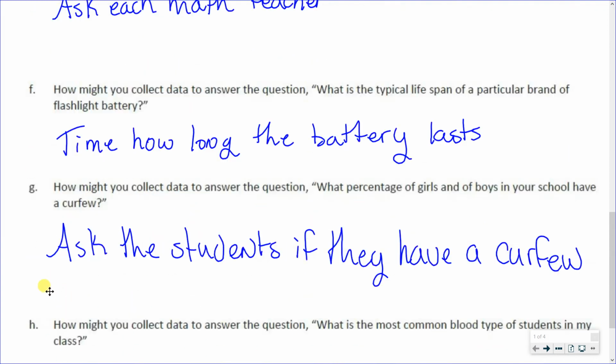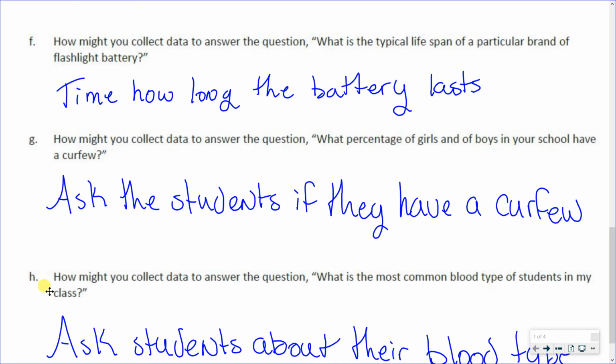All right, F. What is the typical lifespan of a particular brand of flashlight battery? How do I collect that data? Well, your best way of doing it is to stick those batteries in the flashlight, turn the flashlight on, and time how long it takes for the flashlight to finally die. That'll tell you how long those batteries will last on average. Okay? Now you'd want to do that with Duracell or Energizer or Rayovac or some of those off-brand ones, just to see whether or not the off-brand batteries are just as good as an Energizer battery.